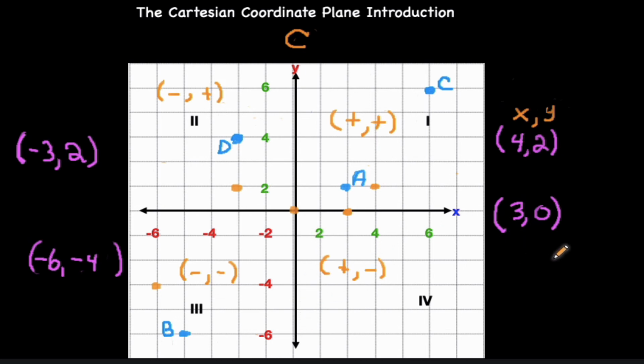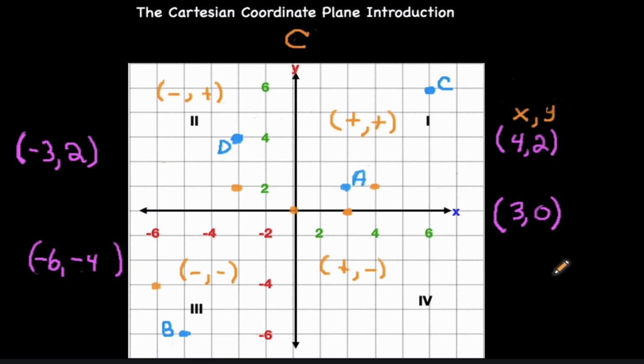Okay, so now knowing what we know, in which quadrant is 3, 0? Well, it's located in neither quadrant, right? So it's in between quadrants 1 and 4.